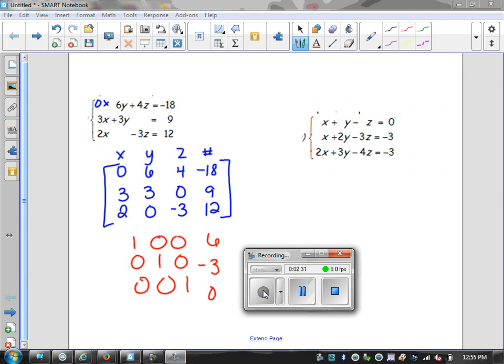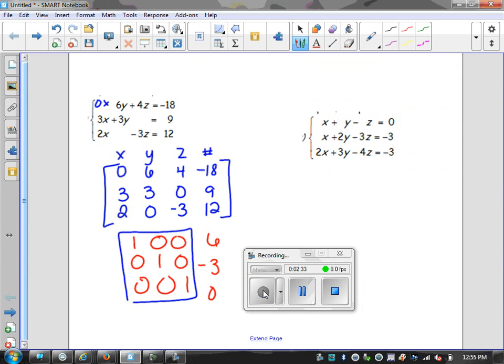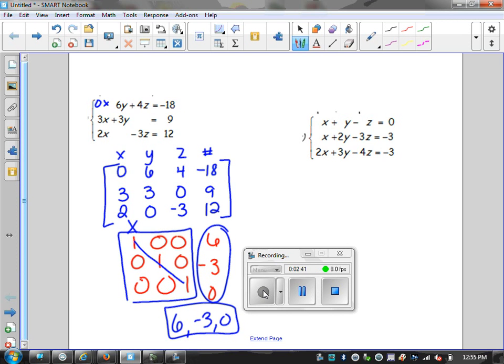All right, here's what this means. If I have 1s through the diagonal, this is my answer. 6, negative 3, 0. This is saying for x, when x has a value but the other letters don't, my answer is 6. So there's my x place. When I have a value for y but nothing else, there's my y place, and the same thing with the z.